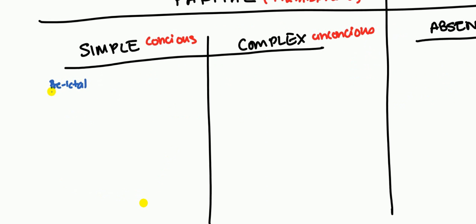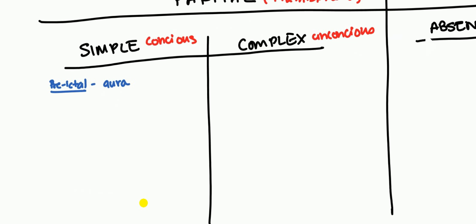So we'll begin with partial, specifically looking at simple partial. So of course the consciousness is intact. They do have a pre-ictal phase, and pre-ictal means before the seizure begins. So before the seizure even begins, they get something called an aura. The way you want to think of an aura is a premonition that the patient feels he's about to have a seizure. And this is also common with patients who experience migraines.